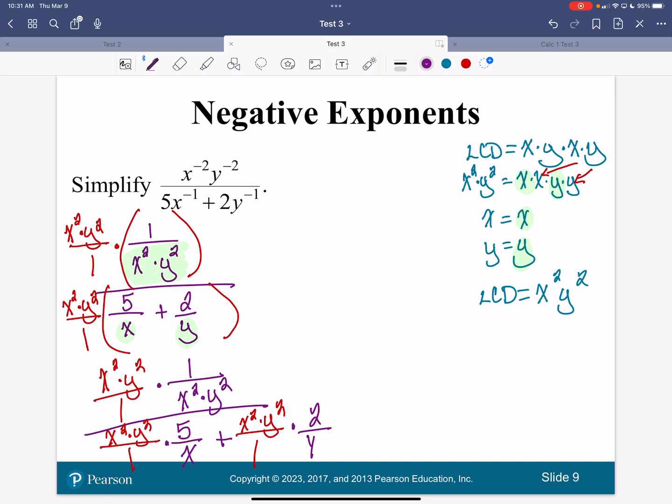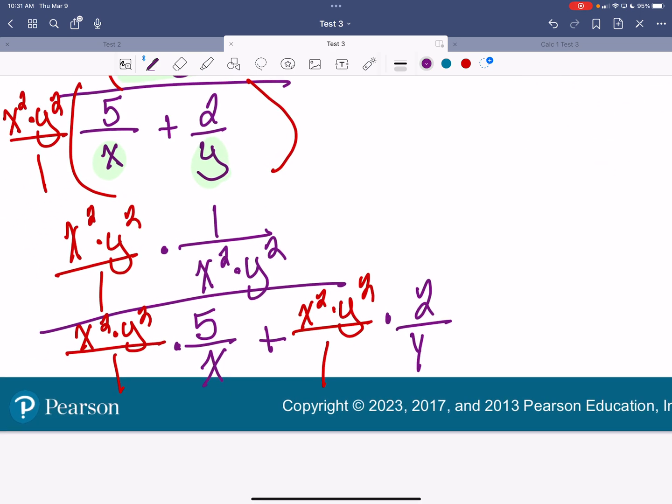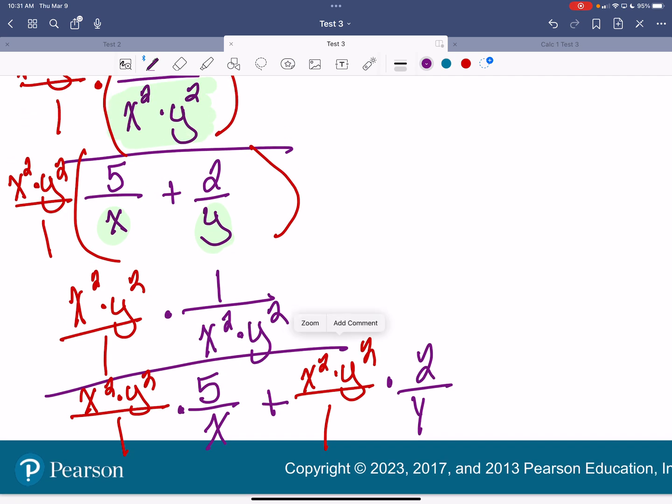I don't know if I can, how's that? Can you guys see that better? You see it okay in the back? Okay. Can you guys in the back see it okay? Okay.